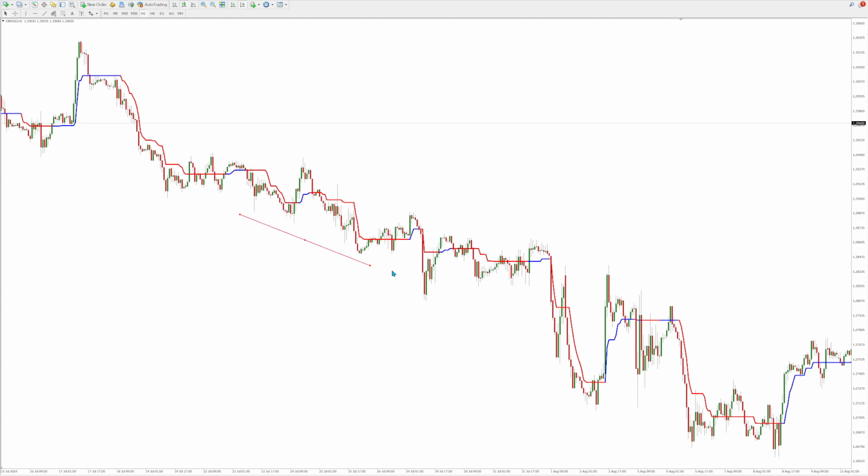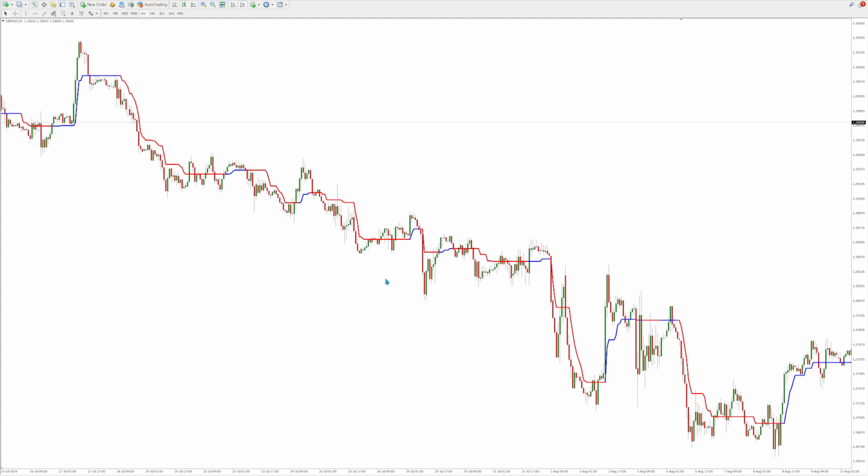Another thing about this indicator is I would not trade it every time it changes color. I mean, you may be looking at it thinking, okay, when it's red, I'll place a sell trade, and when it turns blue, I'll place a buy trade. And it's red, I'll sell, blue, I'll buy.